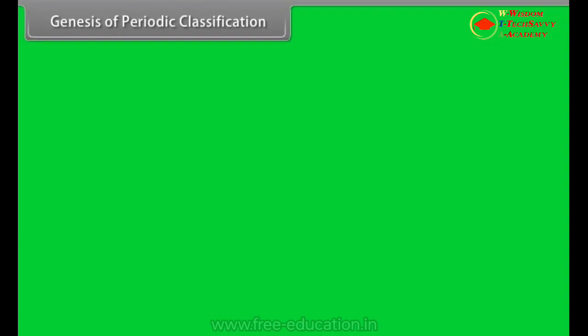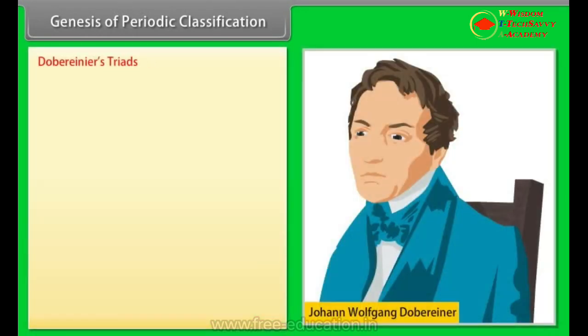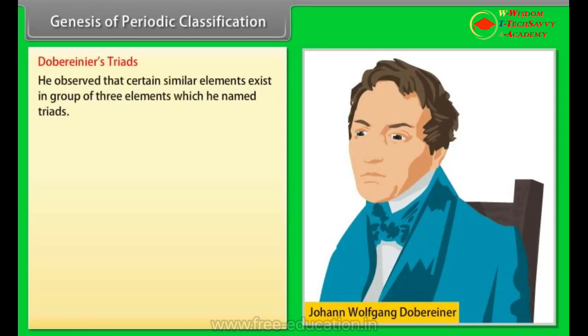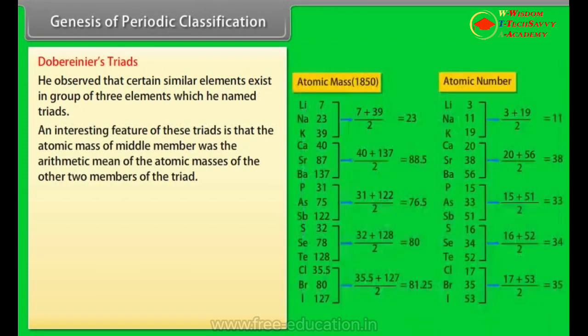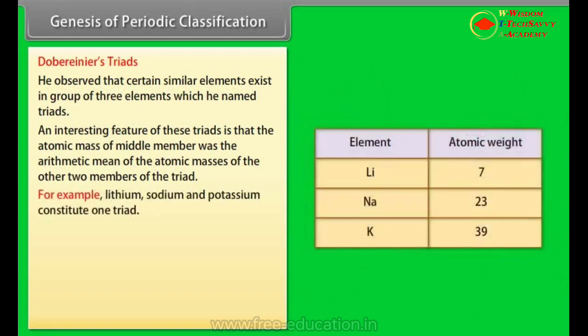Genesis of periodic classification. Döbereiner's triads. He observed that certain similar elements exist in group of 3 elements, which he named triads. An interesting feature of these triads is that the atomic mass of middle member was the arithmetic mean of the atomic masses of the other 2 members of the triad. For example, lithium, sodium and potassium constitute one triad.